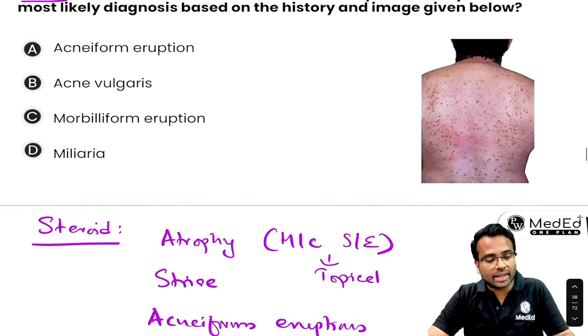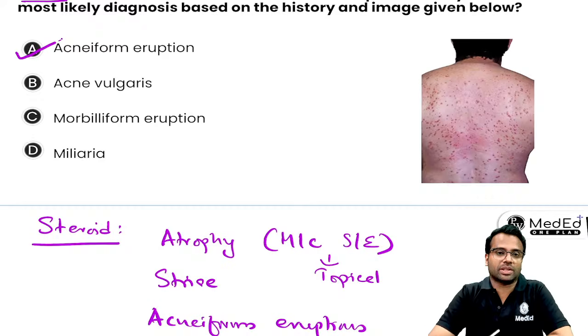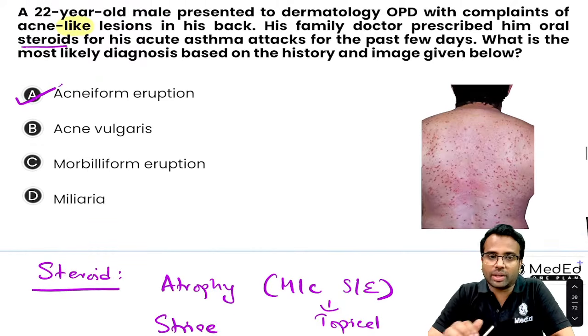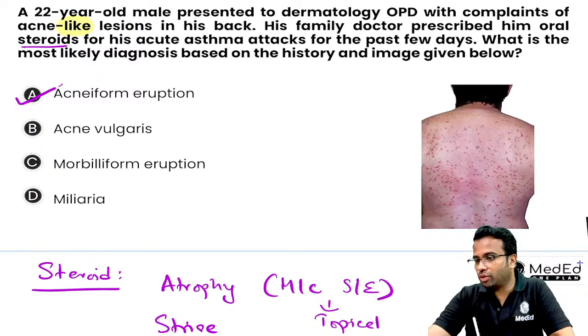So the right answer based on the history of this patient should be an acneiform eruption. Is that clear? Chalo.